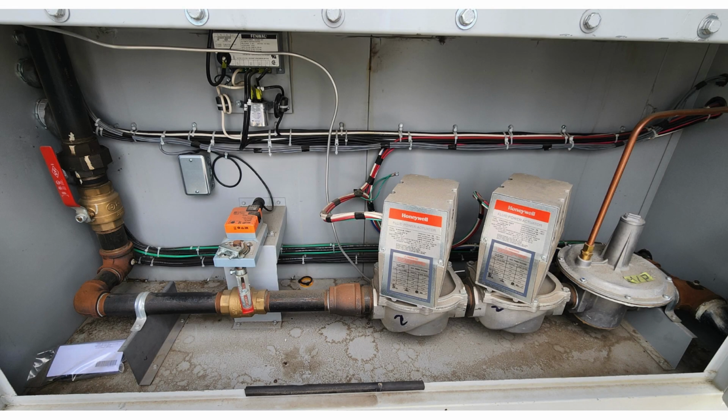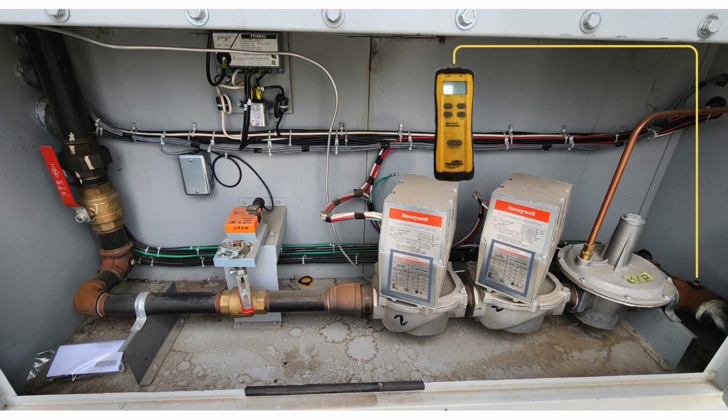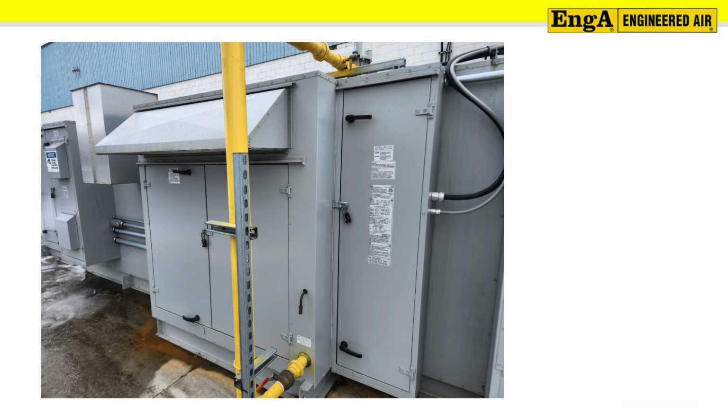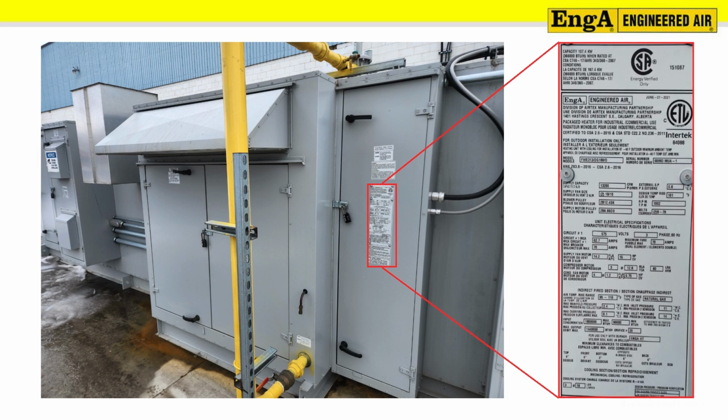Combustion measurements are affected by the air-fuel mixture ratio. Begin by connecting one pressure gauge to the inlet gas pressure test port and a second gauge to the manifold pressure test port. If you only have one pressure gauge, you may have to first test the inlet gas pressure at 100% firing rate, then switch over to the manifold pressure test port when the inlet pressure is within the specified range. The inlet gas pressure range and the manifold pressure rating can be found on the ETL label located on the control cabinet door.